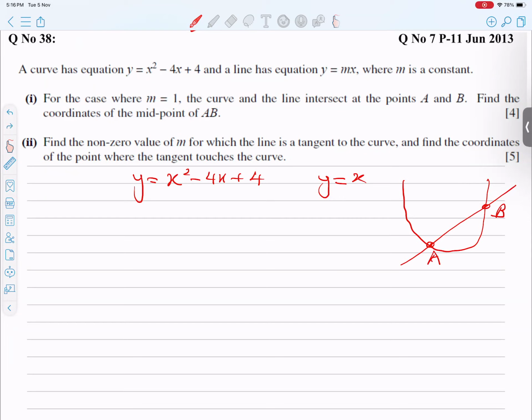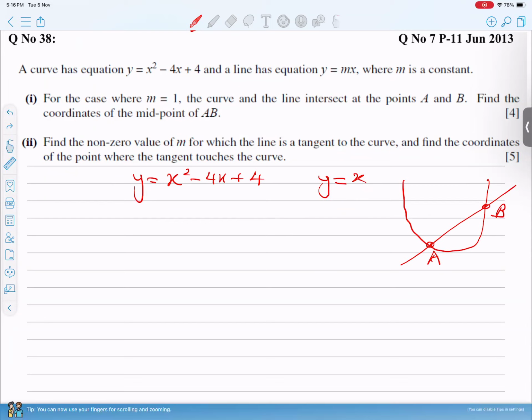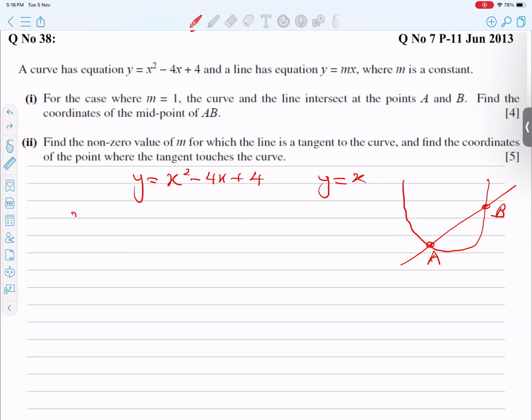So first of all, I will put simultaneous equations. So I plug in this x here, or I plug in the whole thing there. So no problem at all. So x square minus 4x plus 4 equals x. I bring this x to this side. I get x square minus 5x plus 4 equals 0.